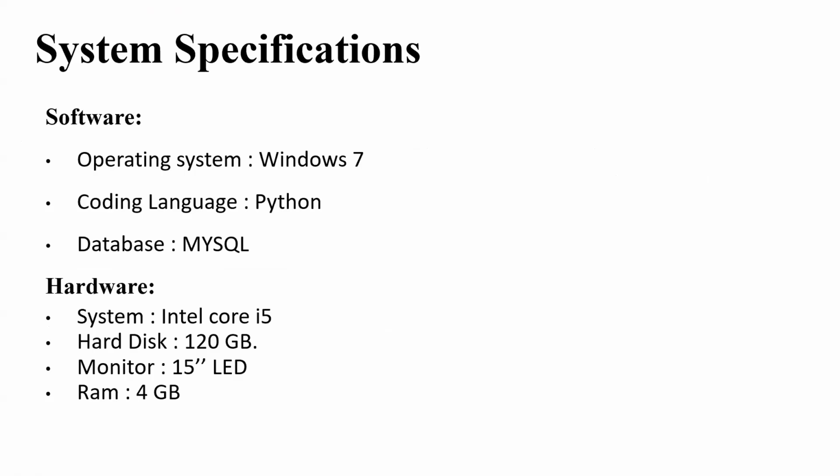Now, the system specifications are given here. The operating system is Windows 7, the coding language is Python, and the database is MySQL. The hardware specifications are Intel i5, hard disk of 120 GB, monitor of 15-inch, and RAM of minimum 4 GB. The design will be explained by Saujanya.